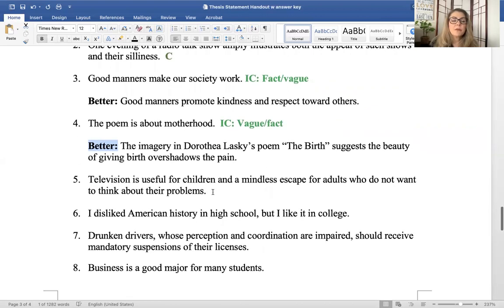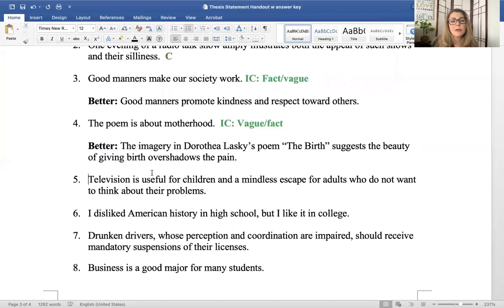Let's go on to number 5. Television is useful for children and a mindless escape for adults who do not want to think about their problems. And this one's fine. So we have the topic television as a useful tool for children, and also a mindless escape for adults who do not want to think about their problems.